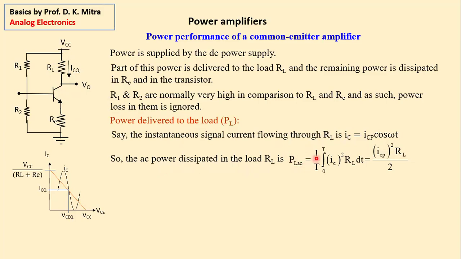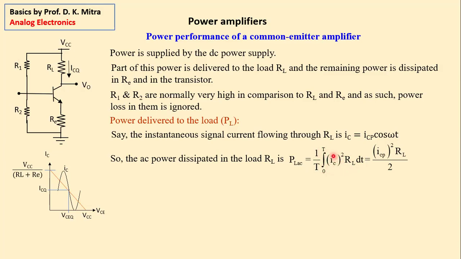P_AC is the average of this. Average over one period: 1 by T, integration from 0 to T, of I_C square R_L, because power is I square R. You have done this integration, I think maybe even in school.